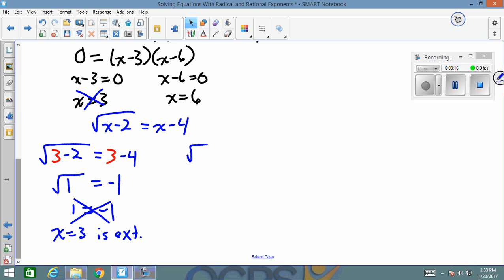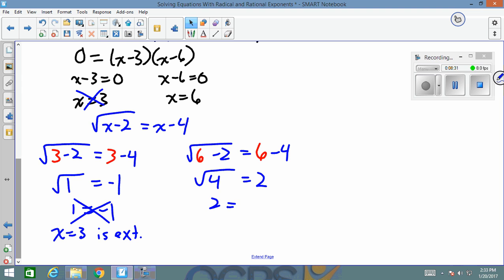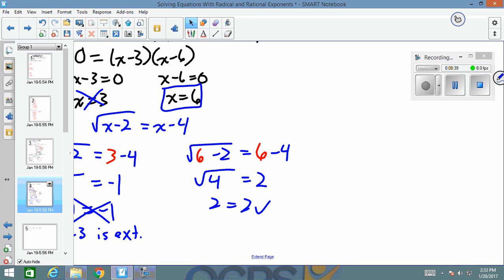The square root, this time we're going to do 6, so it's 6 minus 2 equals 6 minus 4. So the square root of 4 equals 2. So 2 equals 2, that does work, so x equals 6 is our solution. Alright, so we got one more.